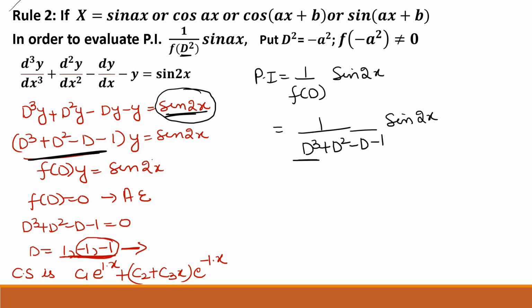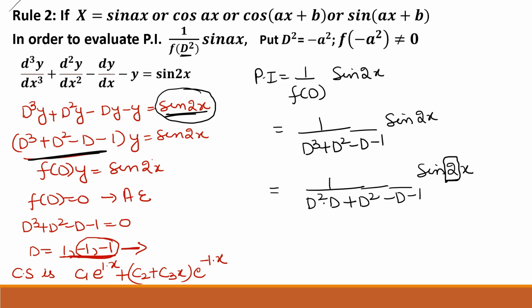So can I write this D cube as D square into D? Here we'll split this and see what we get. D cube I am writing as D square into D, plus D square minus D minus 1, on sin 2x. Now what is a here? In my case a is 2, the coefficient of x. So here we need to put D square equal to minus a square, meaning 2 square negative, so minus 4.